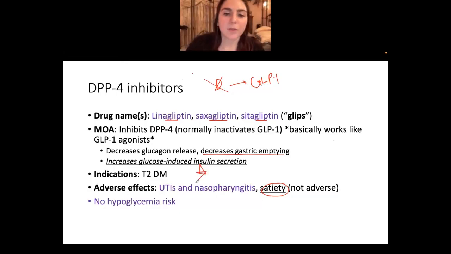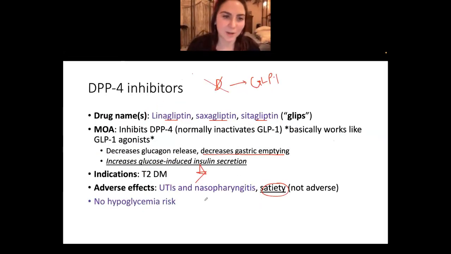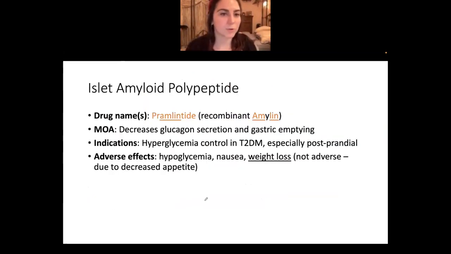Okay. But the weird one with this one, and these are the weird side effects that they'll ask about, is a lot of UTIs with this one for some reason, and a lot of sinus infections with this one. Okay, so this one, you have no pancreas issues, but you have a lot of sinus infections and things like that. This one, no sinus and UTI issues, but you have pancreatitis. No hypoglycemia risk with this one, so this would also be another contender for which of the following would you give if you're not worried about hypoglycemia. All right.